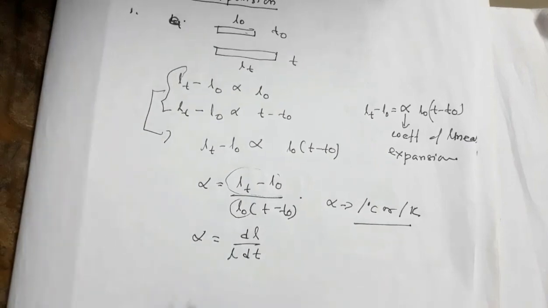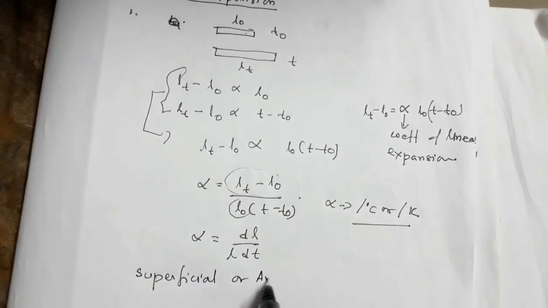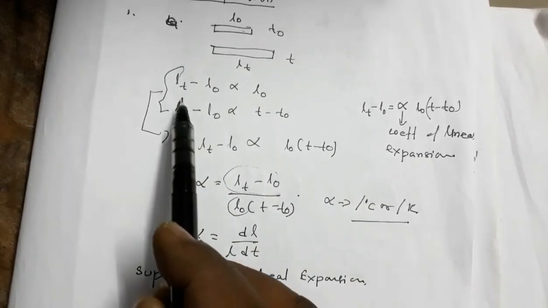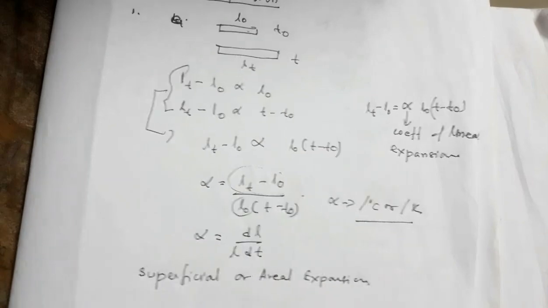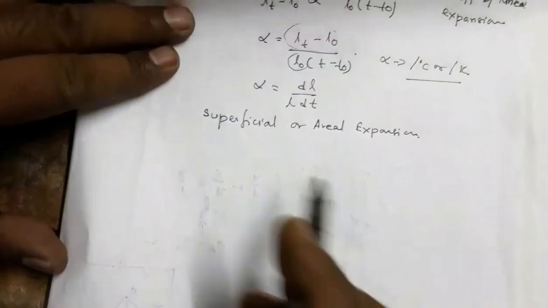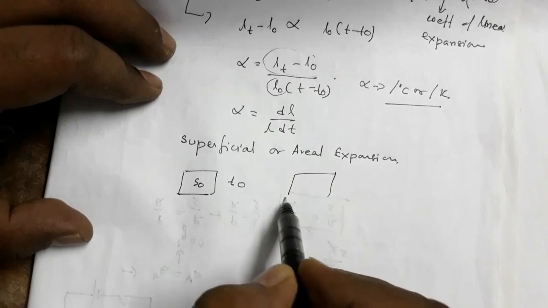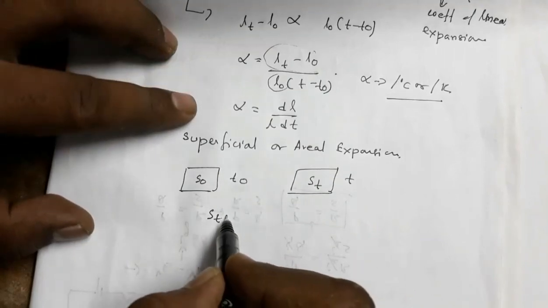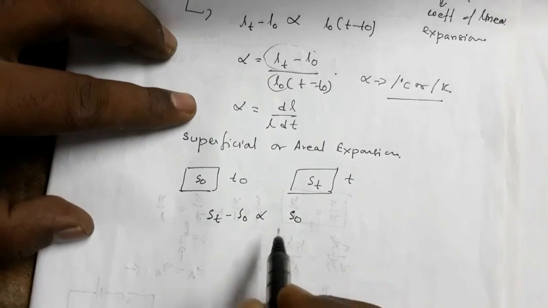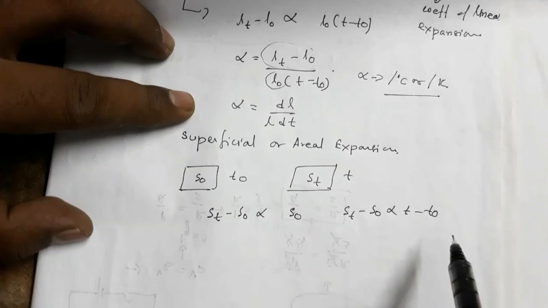Next is superficial or areal expansion. As the increase in length is proportional to the original length, and also proportional to the rise in temperature, similarly if you have a sheet with area S0 at temperature T0, and this area becomes ST at temperature T, where T is greater than T0, then the increase in area ST minus S0 is proportional to the original area. It is also proportional to T minus T0, that is, the rise in temperature.